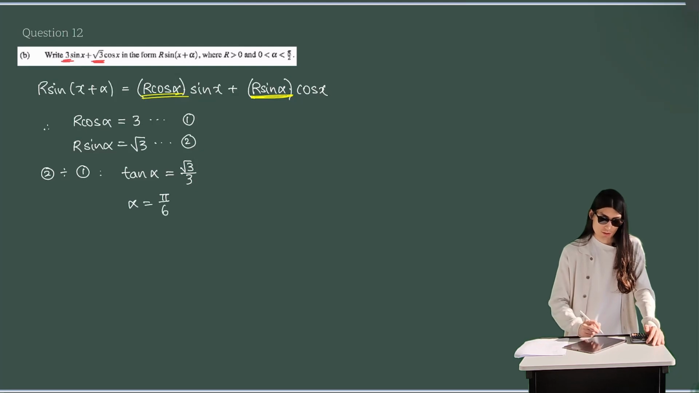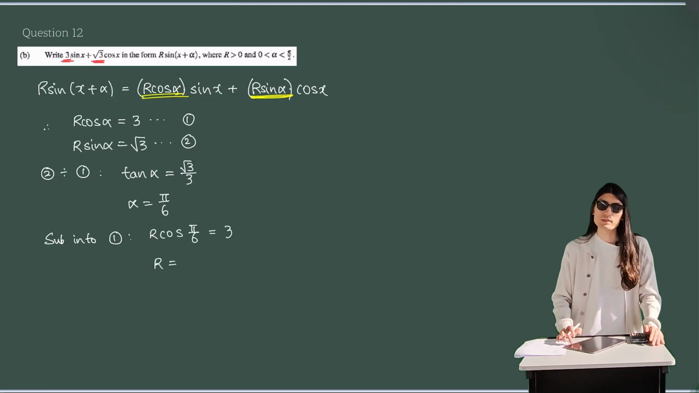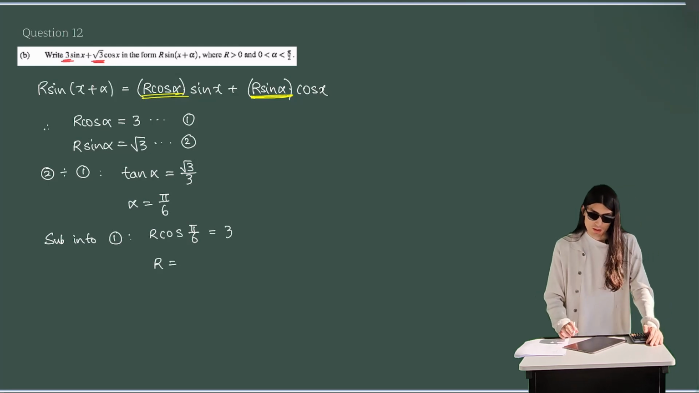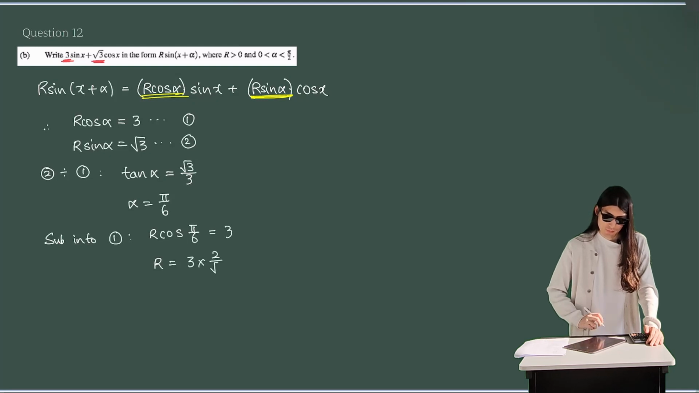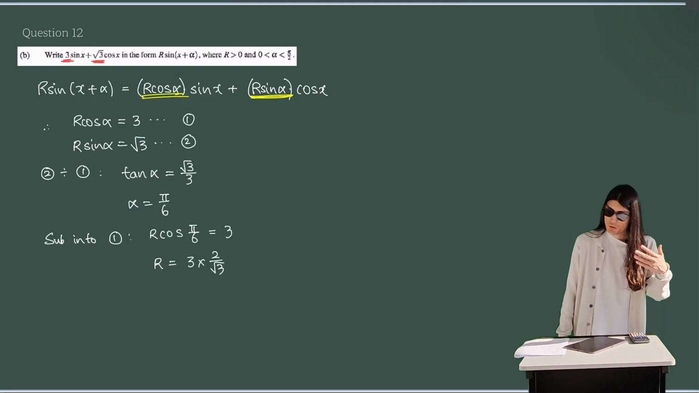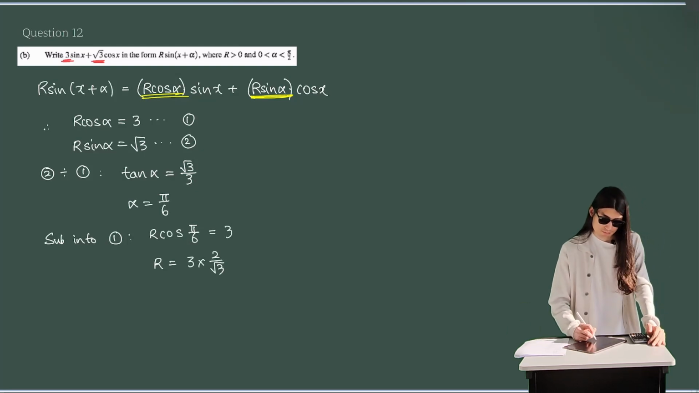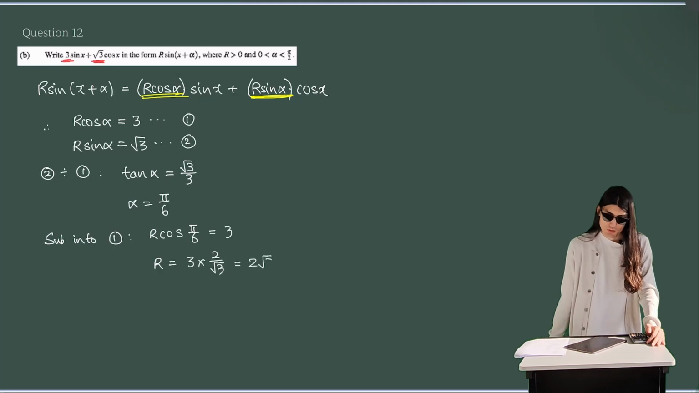And yes, if you found the value of alpha, you sub this back into any one of the two equations. So r times cosine pi on 6 needs to equal 3. And cosine pi on 6 is root 3 over 2. That means r needs to equal 3 times 2 over root 3, which if you rationalize the denominator, you get 2 root 3.